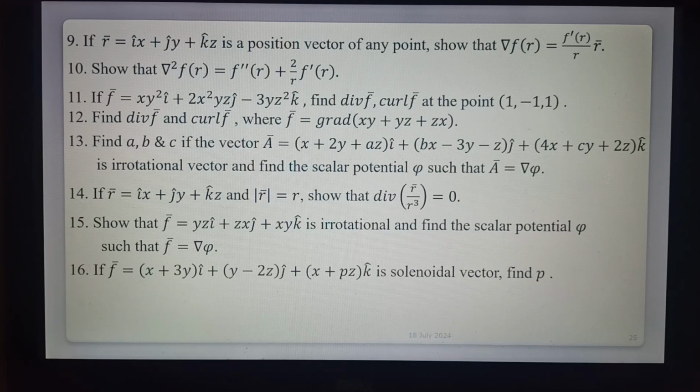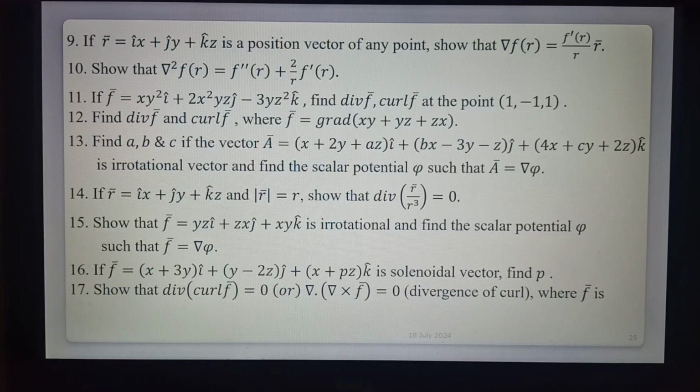And the next one, if f bar is x plus 3y i plus y minus 2z j plus x plus pz k is a solenoidal vector, find p. This is also an important question, repeated many times. Next one, show that divergence of curl f bar is equal to 0, or del dot del cross f bar is equal to 0. That means this is one of the properties we have to show, where f bar is a vector differentiable function. So these are some important questions from unit 5, vector differentiation.